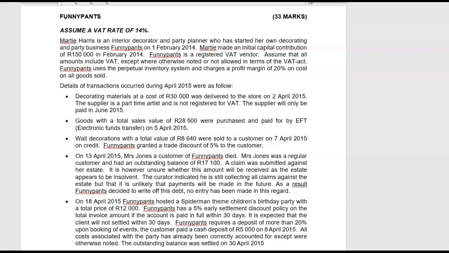Goody, let's take it up another notch. Funny Pants, assume a VAT rate of 14%.